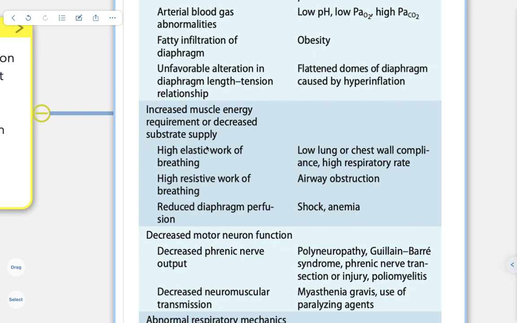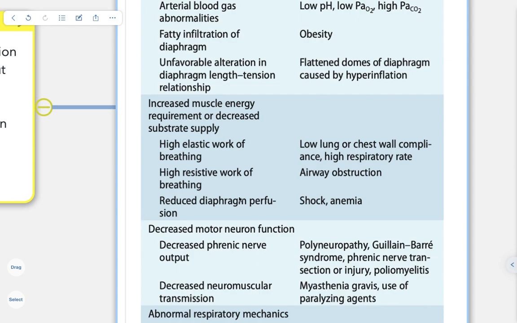So in conditions when there is a high elastic work of breathing, this happens when there is a low lung or chest wall compliance, like we already discussed. Then the resistance component of the work of breathing is increased in the case of airway obstruction. And finally, you have a reduced diaphragmatic perfusion in the case of shock or anemia, right? So when the supply is reduced, that is in case of shock and anemia.